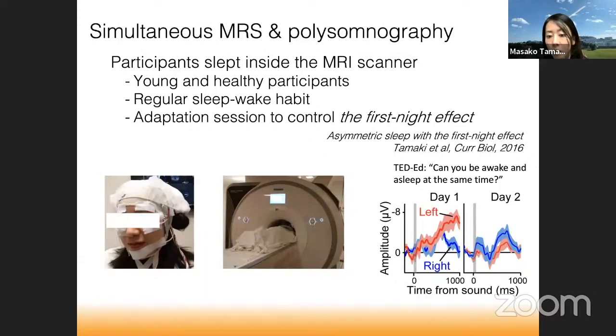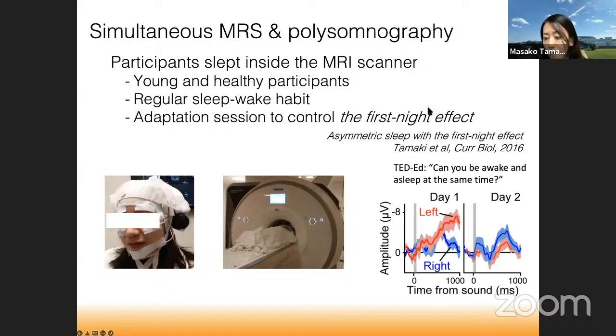Okay, so all the participants were young and healthy adults. They had a regular sleep-wake habit. We made sure of this using an actigraphy watch, a sleep log, and also a bunch of sleep-related questionnaires. We also had an adaptation session before the main experimental sleep session to control for the first night effect.